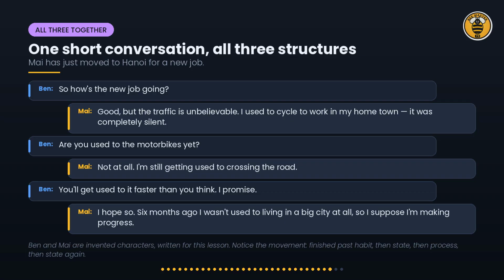Listen to the movement in that conversation. A finished past habit, I used to cycle. Then a state, are you used to? Then a process, I'm still getting used to. And then a past state, I wasn't used to living. That flexibility is what a high score sounds like.